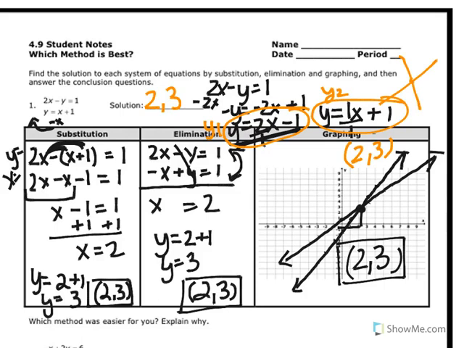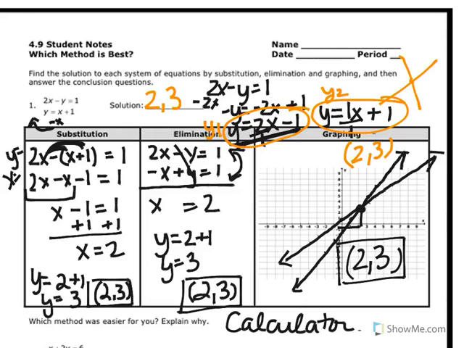I'm going to just say I think it was easiest on the calculator on this one, because once we solved for y, it was very easy. But maybe something different for you. You write down what was best for you.